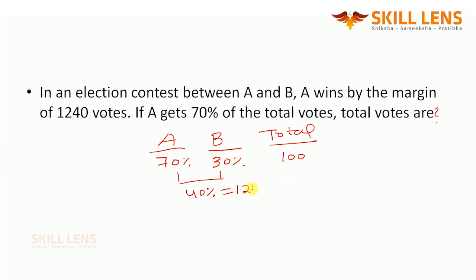40%. But according to our question, the margin is 1240. The zero will get cancelled. 4 ones are 4, 4 threes are 12, and 4 ones are 4. So 1% is 31. Then 100% is what? Two zeros extra, so that will become 3100 votes. See, the question is very simple, but you have to understand margin means difference. 40% is this, then 100% will give you 3100. That is your final answer.